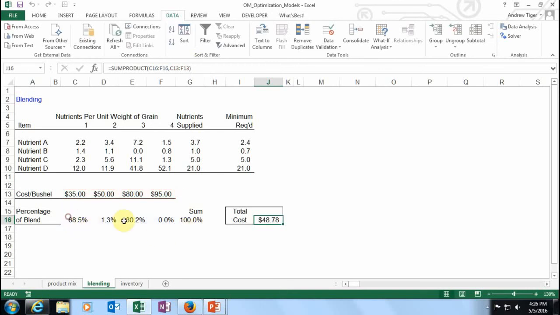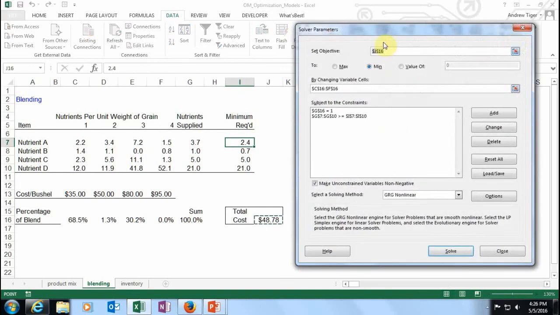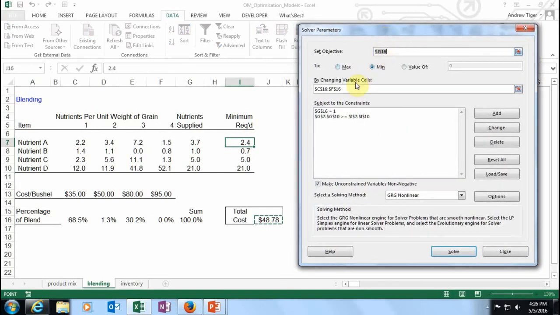You've got to make sure this sums to 100, so this has to be equal to 100%. The nutrients supplied have to be greater than or equal to this. So if we look at Solver again, setting this up, I'm trying to minimize my cost by changing these variables, these percentages. And then I've got one constraint that says the sum, which is in cell G16, has to equal 1. So I'm building a standard unit. And then I've got these sets of constraints that I've got to meet my requirements, my daily minimums.